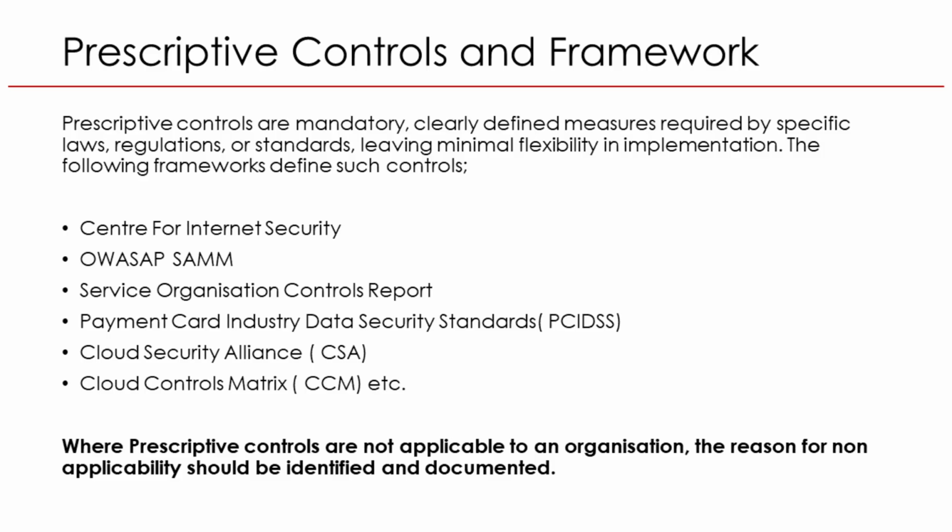The Center for Internet Security, CIS, provides specific system hardening guidelines, while OWASP-SAM gives clear steps for secure software development. Other frameworks like SOC reports, Cloud Security Alliance, CSA, and the Cloud Controls Matrix, CCM, also define mandatory control measures for security and compliance. If a control from one of these frameworks doesn't apply, for instance, if your company doesn't process payment cards, you must clearly document the reason why it's not relevant. This ensures transparency and shows that your organization still takes compliance and risk management seriously.